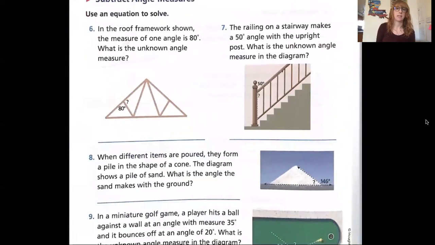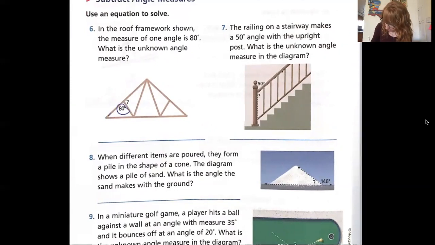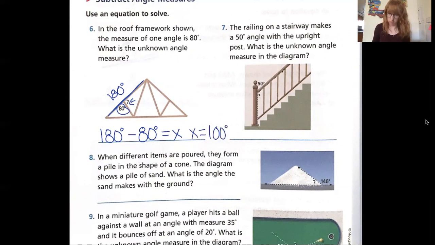So number 6 says, in the roof framework shown, the measure of one angle is 80 degrees. What is the unknown angle measure? So we take this 80 degrees and we know that this straight angle is 180 degrees. So we can even write that here. When we have a total and part of the total, we're going to subtract to find the missing part. So we'll take 180 degrees and subtract 80. X equals 100 degrees.